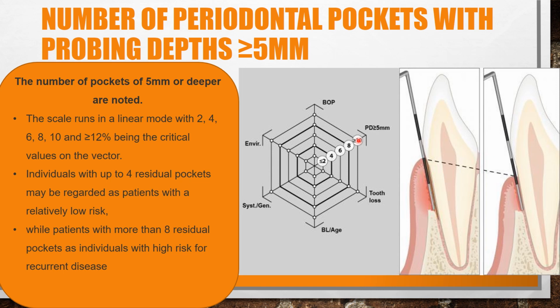Individuals with up to 4 pockets are considered the low risk category, as you can see in the picture, and up to 8 is regarded as the moderate risk category. If it is greater than that, it is the high risk category. So this is the number of pockets with probing depths of 5 mm or greater.